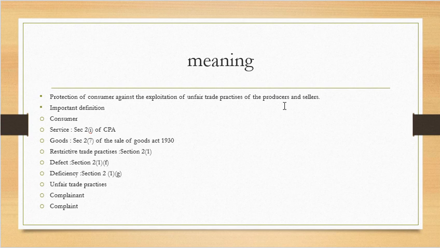The first one is the consumer. So what do you mean by a consumer? A consumer is a person who pays a price for the goods he or she buys. So any buyer can be termed as a consumer. For example, if you go to a shop and you buy something from the shop, you become a consumer, and the person who's selling it becomes a seller. So a buyer is nothing but a consumer.